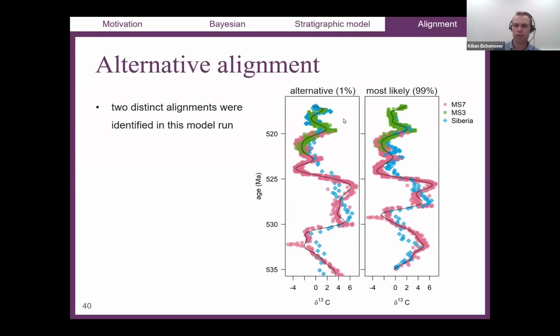Here it also found an alternative alignment to the left, where the blue curve, the Siberian data, is shifted upwards a bit, and would then suggest somewhat younger ages. But almost all of the samples from that Markov chain Monte Carlo process were falling into that more likely alignment to the right.